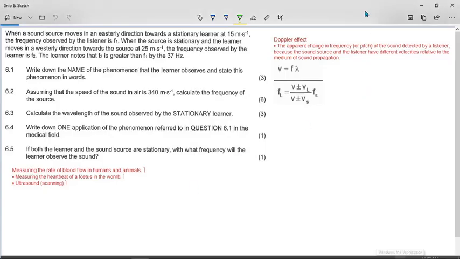Alright, this is the Limpopo September trial exam question on the Doppler effect, question 6. And spoiler alert, this question has a simultaneous equation.